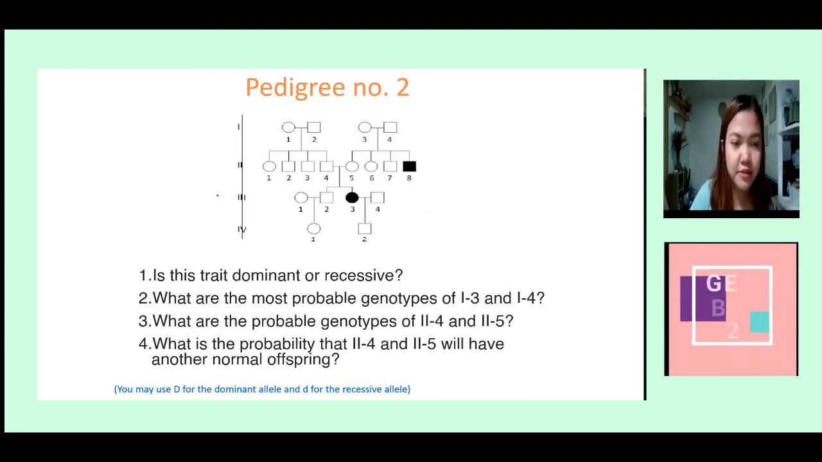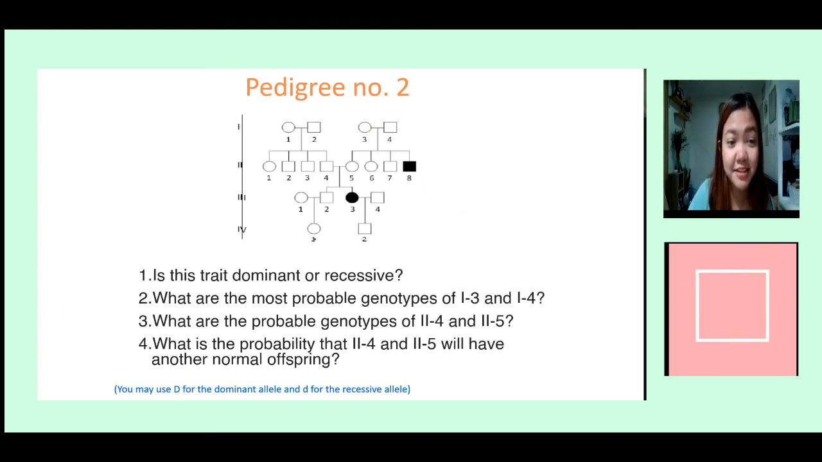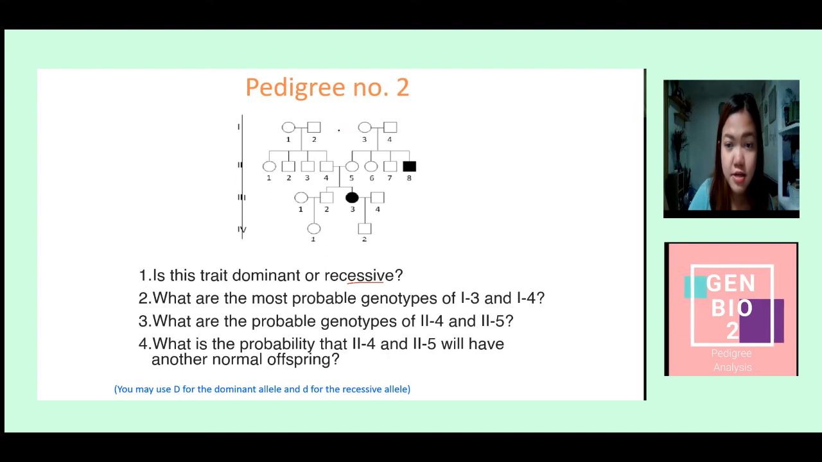Second pedigree. So, is this trait dominant or recessive? Again, this is recessive kasi description of generation. What are the most probable genotypes of 1, 3, and 4? So, 1, 3, here's 1, 1, 3, and 1, 4.